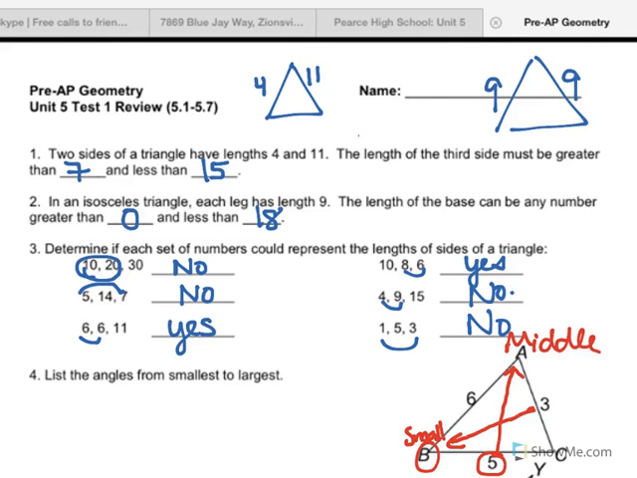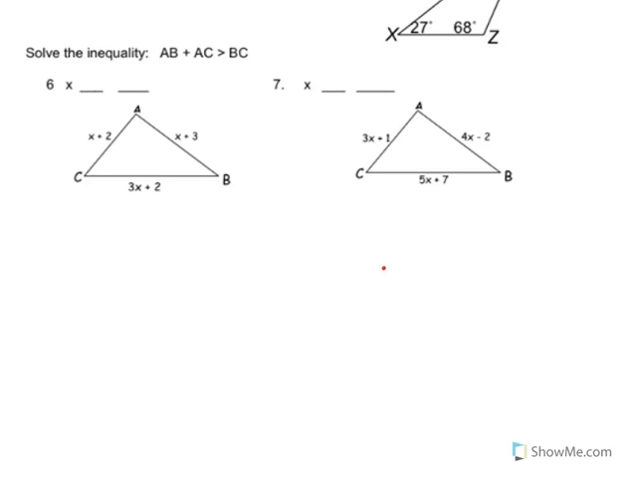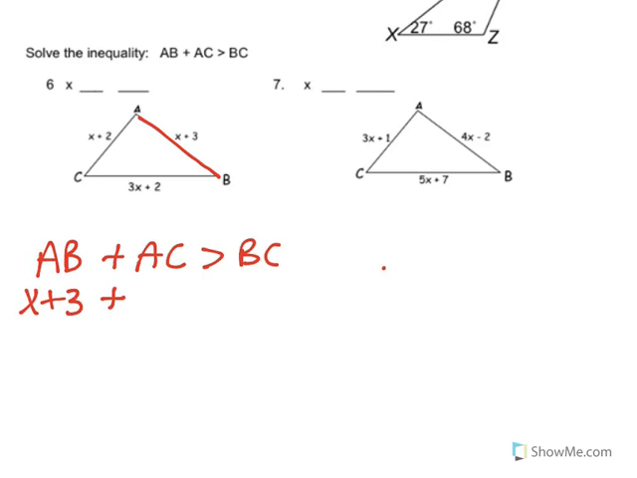And then which one's going to be the largest? Is going to be C, largest. So, in order from smallest to largest, B, A, C. Okay, next. Solve the inequality for AB plus AC is greater than BC. If I were you, I'd write it down like this, and then fill it in. AB is x plus 3 plus AC, x plus 2, needs to be greater than 3x plus 2.